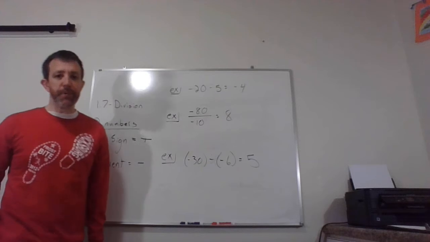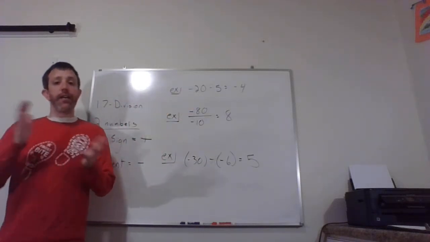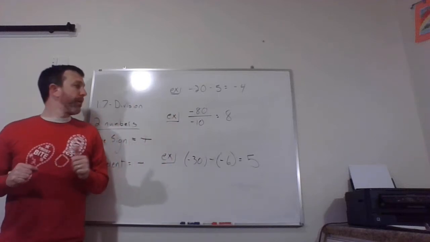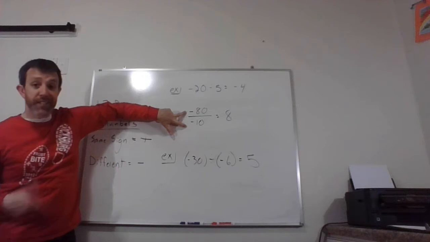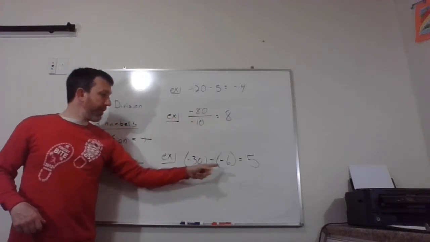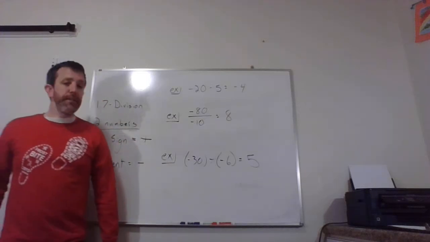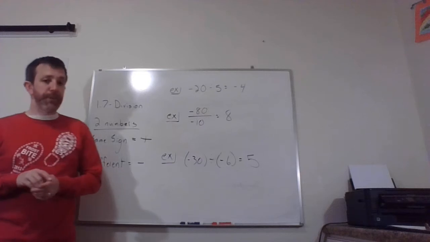So I have three examples here that you can see. We have negative 20 divided by 5. Again, one is negative, one is positive, gives us negative 4. Negative 80 divided by negative 10, by the way, that's really what a fraction is. It's a division problem, gives us a positive 8. And negative 30 divided by negative 6 gives us a positive 5. So here we see those exact same rules that we had for multiplication.